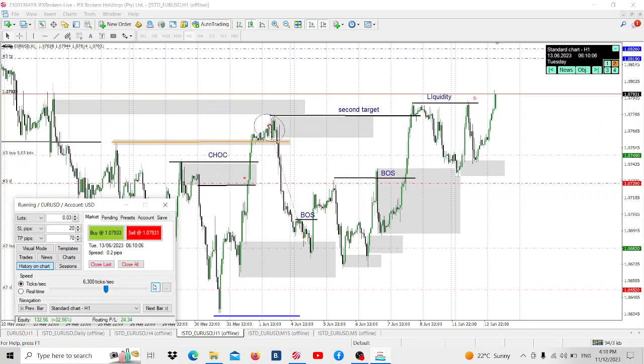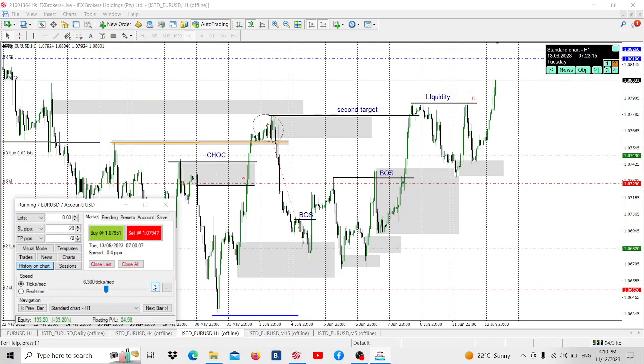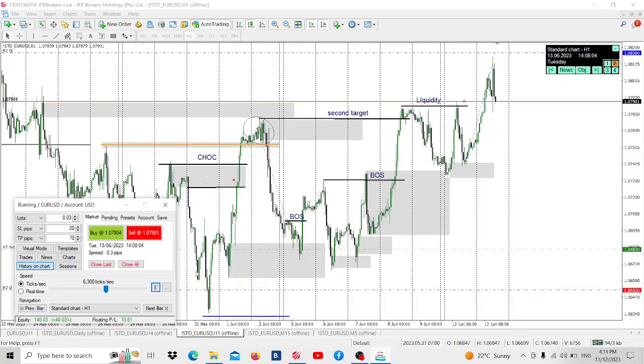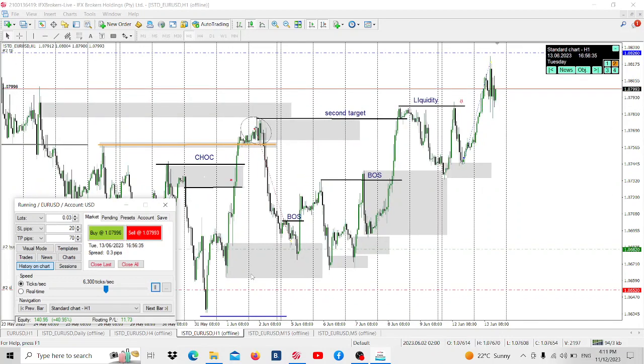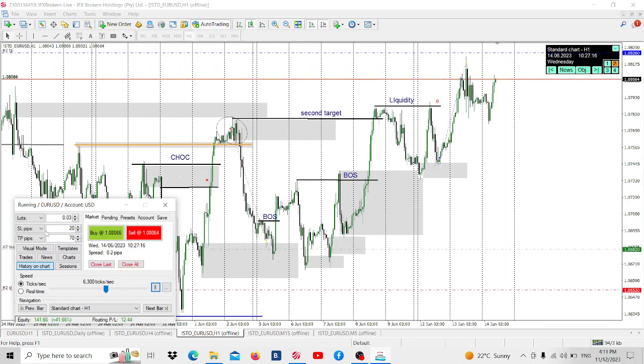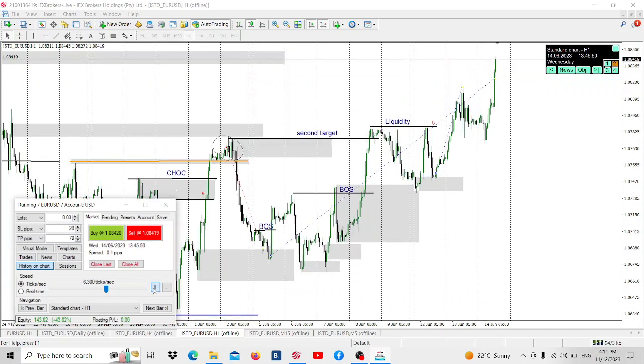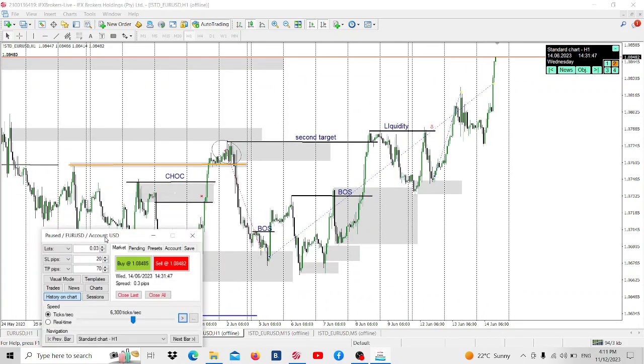The market is pushing in our favor. Liquidity was taken. Take profit hit. It's pushing. Wow.